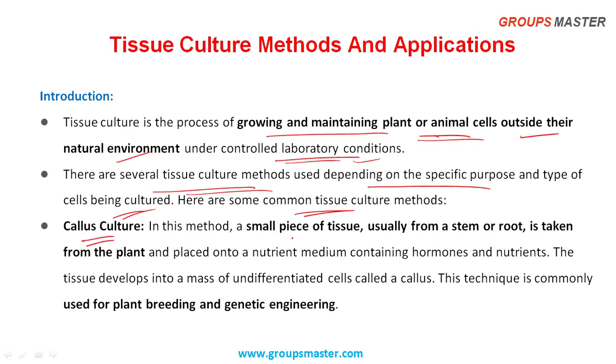In this method, a small piece of tissue, usually from a stem or root, is taken from the plant and placed onto a nutrient medium containing hormones and nutrients. Then the tissue develops into a mass of undifferentiated cells. We call this callus. This technique is commonly used for plant breeding and genetic engineering.